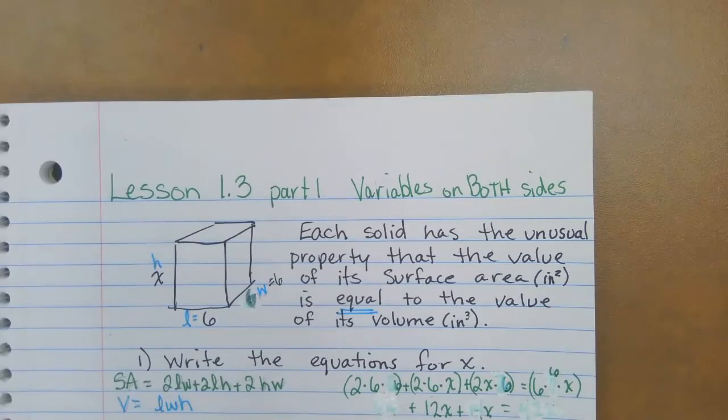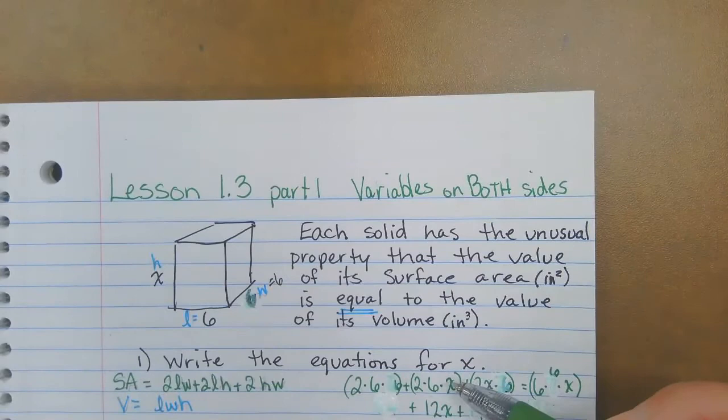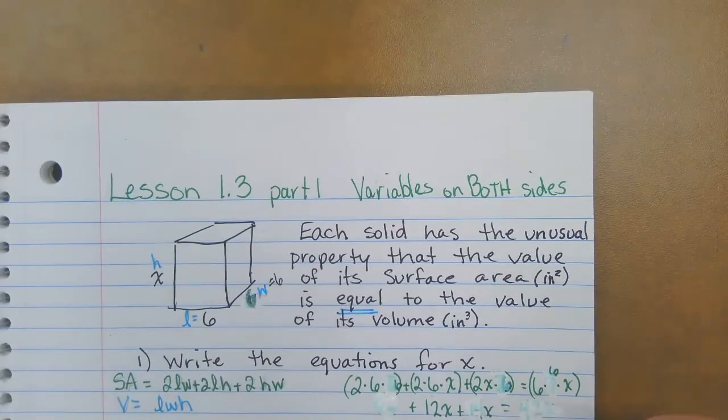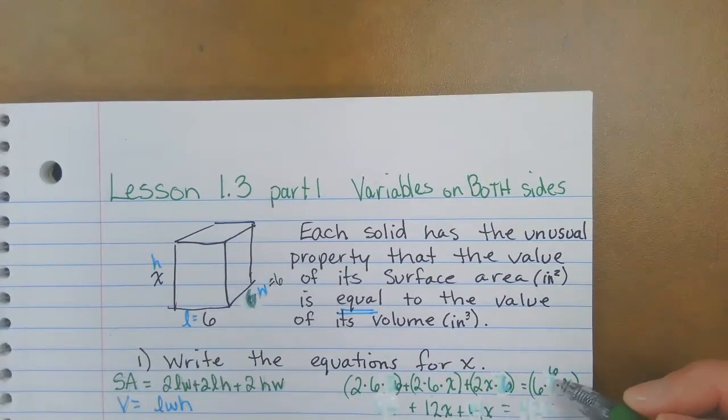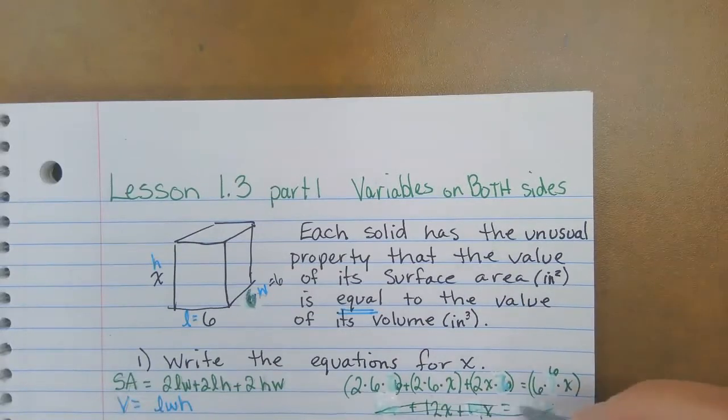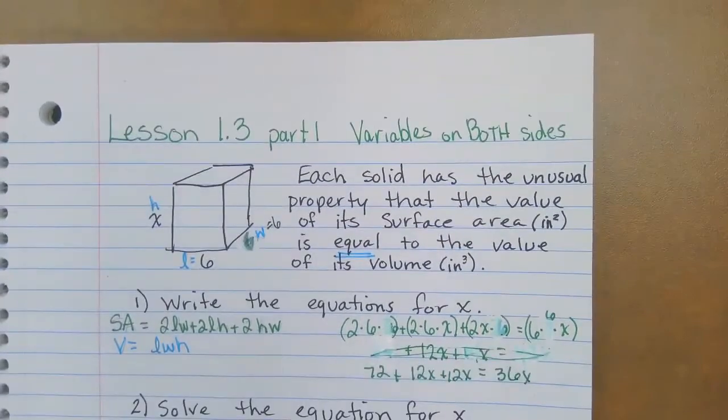And then what we would do is the math. So 2 times 6 times 6 is 12 times 6 is 72, plus 2 times 6 times x is 12x, plus 2 times x times 6 is 12x, equals 6 times 6 times x, which is 36x. So let's just ignore this right here because that's where I had put the wrong number in. All right, sorry about that, guys.